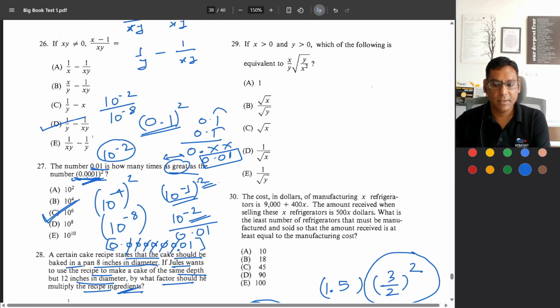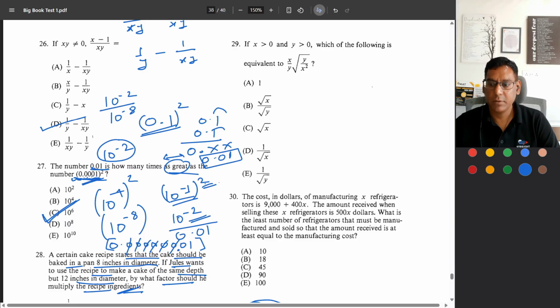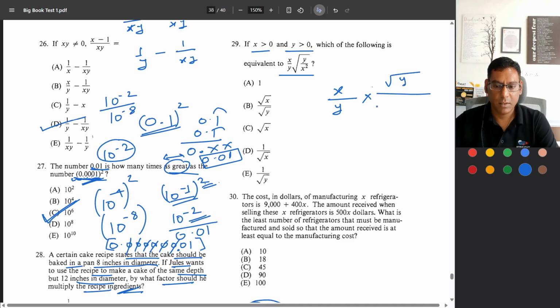Okay, let's look at this. Let me first get rid of this. Okay, what do I have here? If x is greater than 0 and y is greater than 0, which of the following is equivalent to this? Let's solve this. Let's take the root individually: root y divided by root of x square, that is x. The x and x will get cancelled, and root y will get cancelled. What I have here is 1 over root y. Answer choice E. Pretty straightforward.